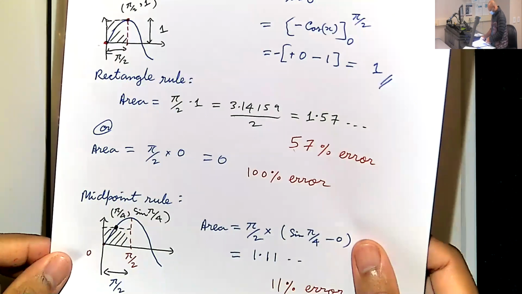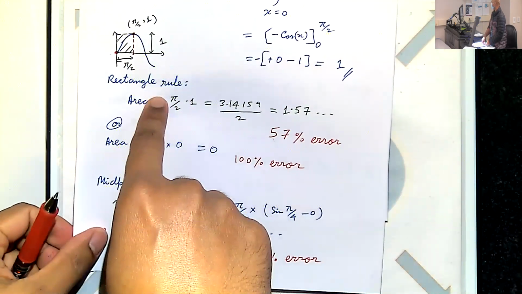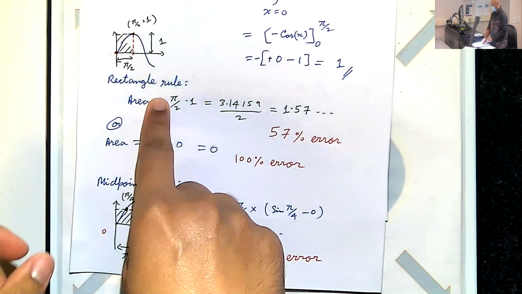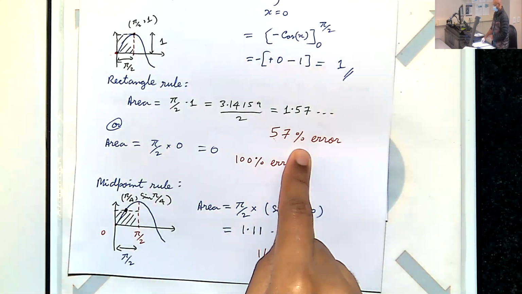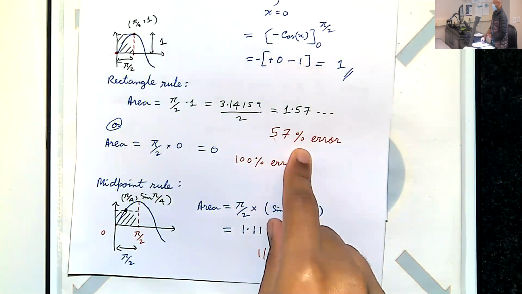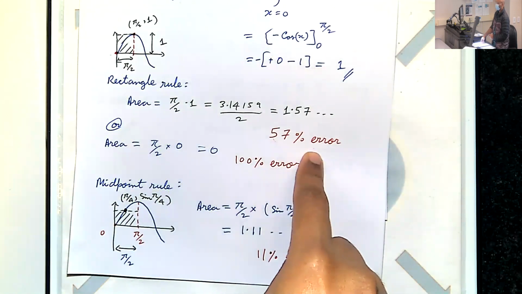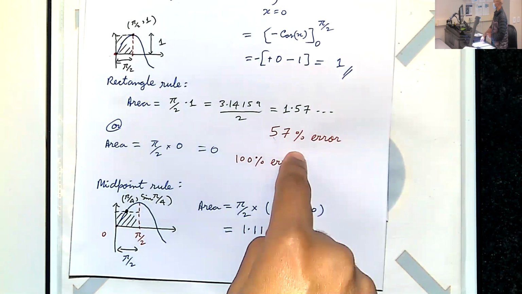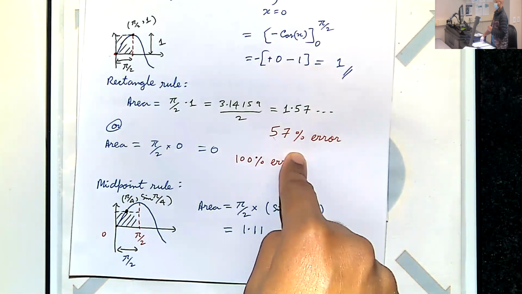Let me bring back this rectangle rule, all right? Order of accuracy of the rectangle rule is order 1. What that means is your error drops in proportion to delta x to the power 1. So if I make my delta x exactly half, the error will drop by half. Okay? So if I take two intervals here, my error would be roughly 27%.